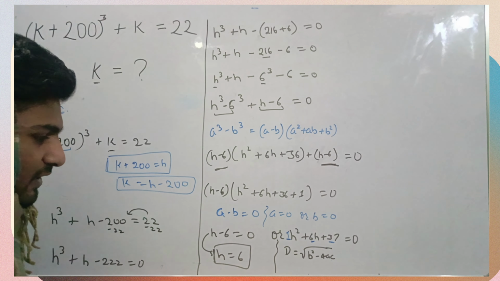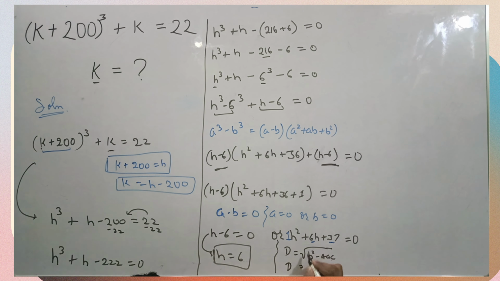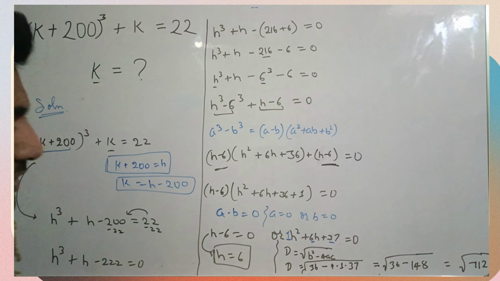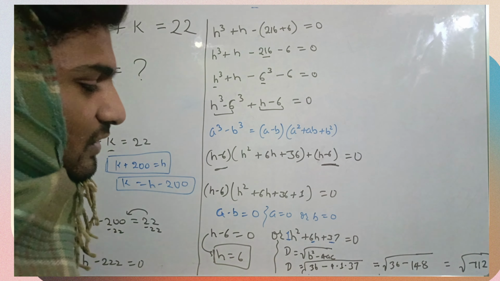So we get the discriminant is equal to the square root of 36 minus 4 times 1 times 37. Now this is equal to the root of 36 minus 148, which is obviously negative, negative 112. As we are getting a negative number inside the root, this means we are not going to get a real solution.